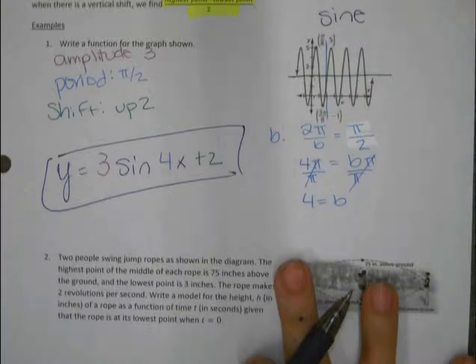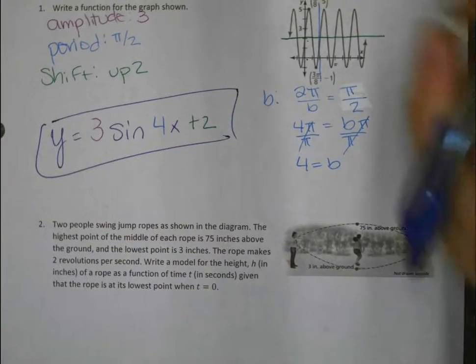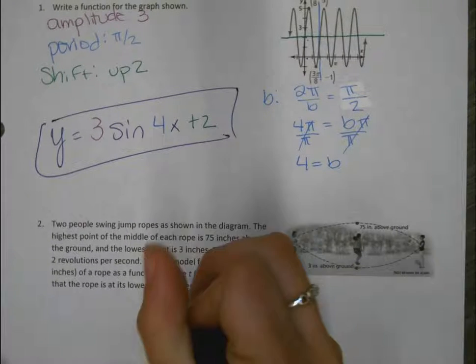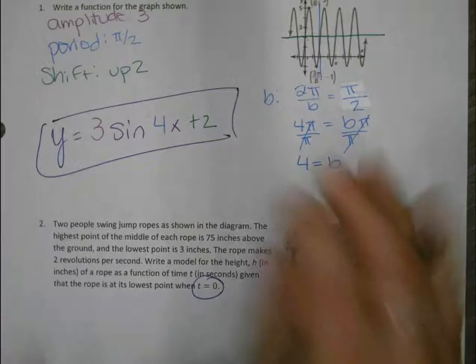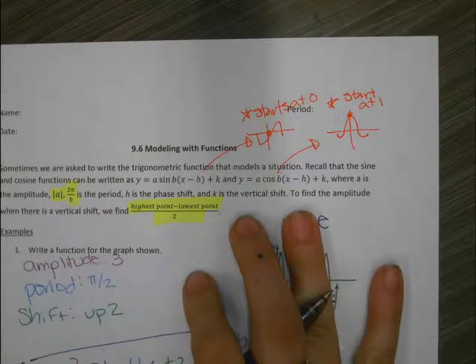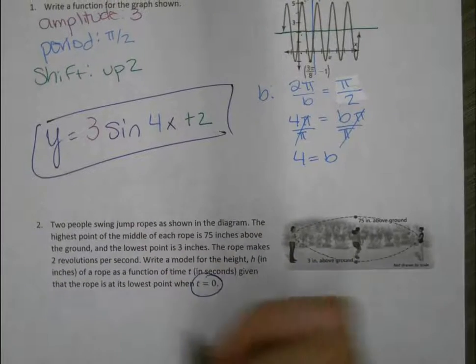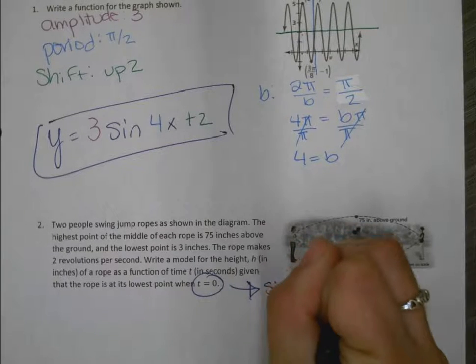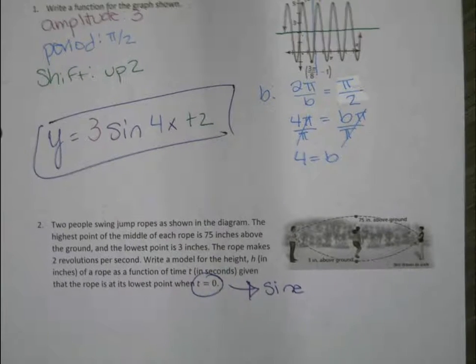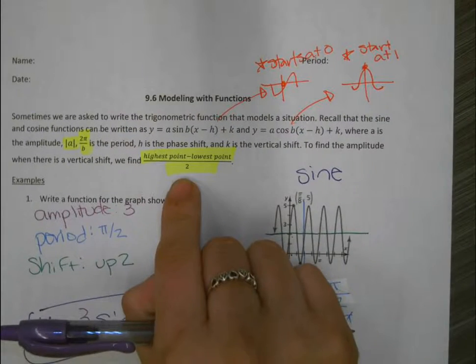Okay. Moving on, number 2. This one is talking about 2 people jumping ropes. It wants me to start writing my function when t equals 0. Remember back up at the top, I told you sine always starts at 0. So this means the equation I'm going to write here is a sine equation. To figure out my amplitude, I want to use the yellow formula. I highlighted more than one. This is the one I want to use.